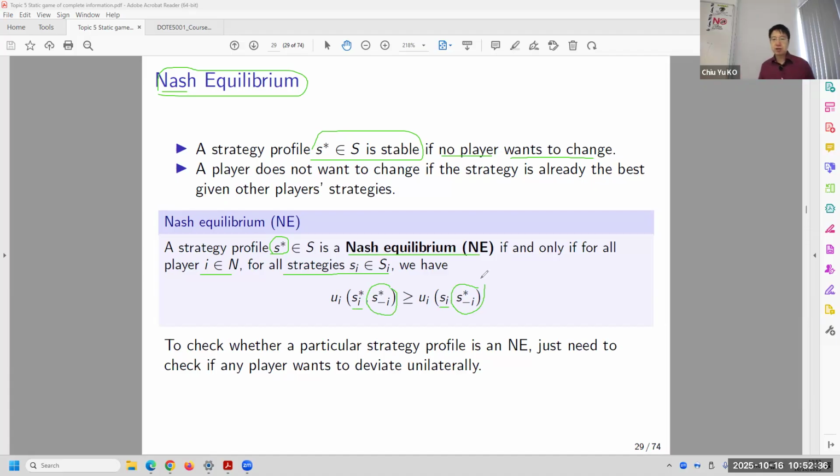So this is how you would see that a profile is an equilibrium: go for every player and check if there's another strategy that does strictly better than what's supposed to be. Note that we don't check everything. We only check while the other guys are keeping the star. So we don't allow what we call joint deviation. We only allow single deviation, which will be clear a little bit later.